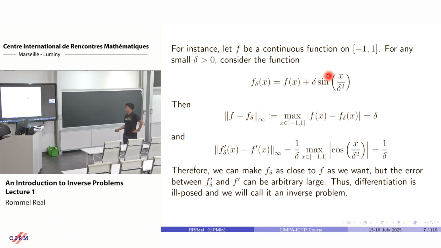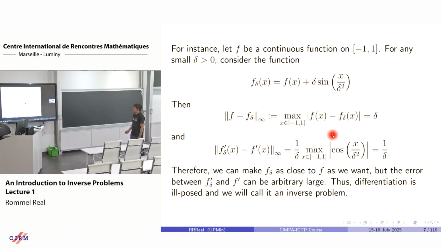And if you do the same for the derivative of the perturbed f and the exact function f by calculus, you can derive that taking the infinity norm, it will be equal to this one. And of course, the maximum of this cosine is equal to 1, so we have 1 over delta. Okay? So the point here is that for our given function f, the perturbation is quantified by delta. On the other hand, the perturbation of their respective derivatives is 1 over delta.